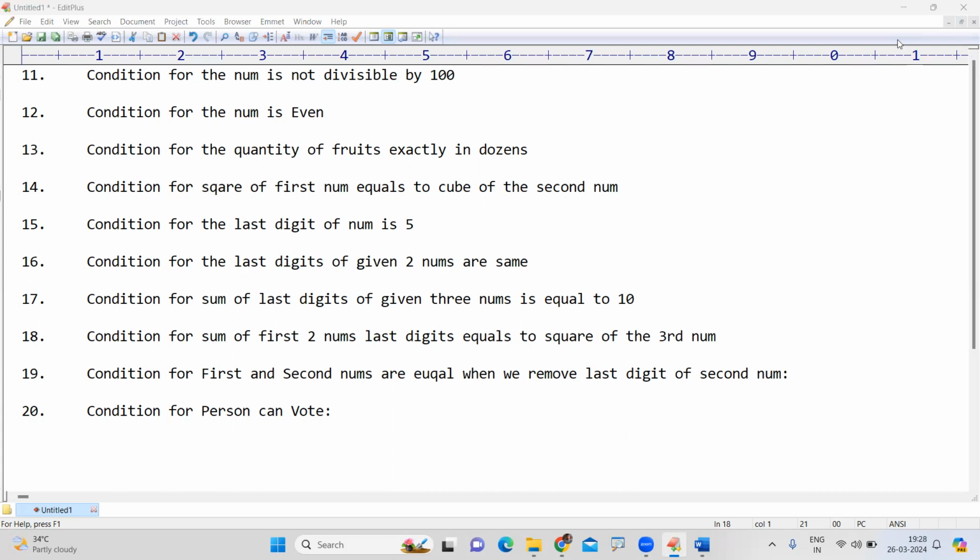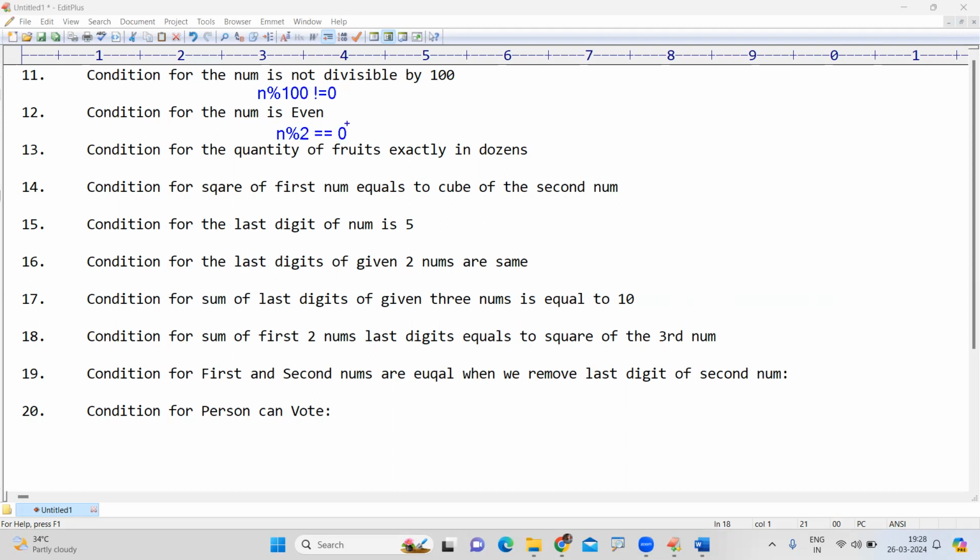So the number which is not divisible by 100. Let me quickly write the codes. The number not divisible: n mod 100 is not equal to 0. Sir, where do we use this? In the leap year concept we use this one. So the number is even, just now we discussed: the number is divisible with 2, remainder equals 0.